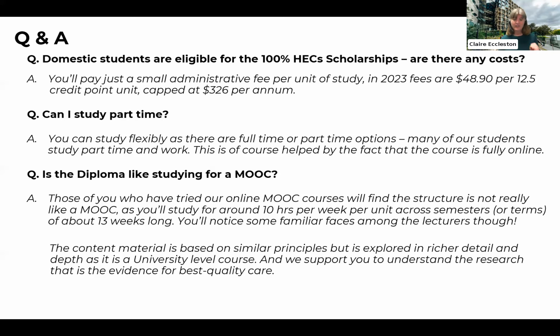The courses do work on the same principles as the MOOC. For example, we do teach you about the biology of dementia, as we know this helps to understand the experiences of people living with dementia and how best to arrange care. We can also, of course, explore the content at a higher and deeper level than the short MOOC courses, as this is a university level diploma. So you get a much richer and more extensive understanding from the diploma, of course. And we also support you to understand the research that is the evidence base for best quality care.